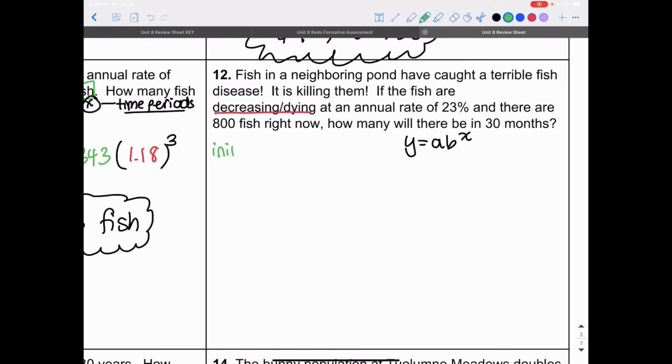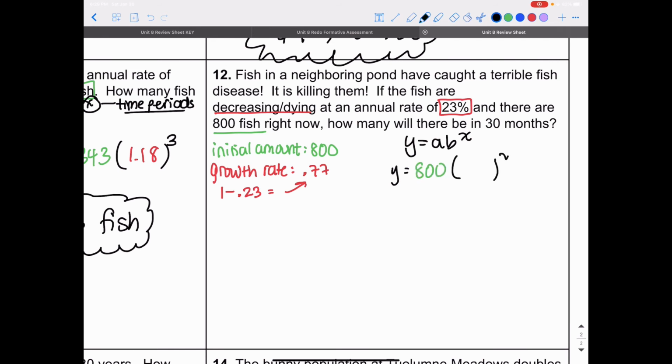My initial amount is 800, since there are 800 fish right now. And the growth rate, or the B, is going to be 23%, but decreasing. So decreasing means I'm taking 0.23 and subtracting it from 1. When I do that subtraction, 0.77 is my growth rate. So I plug these numbers into my formula: 800 times 0.77 to the x power.